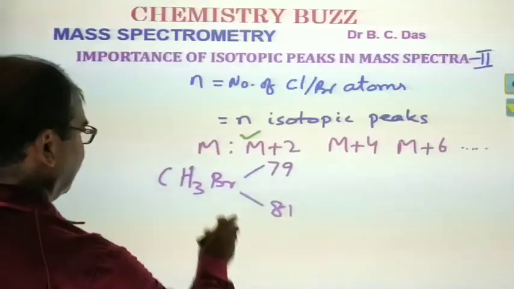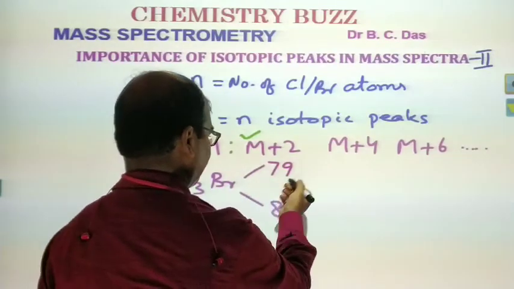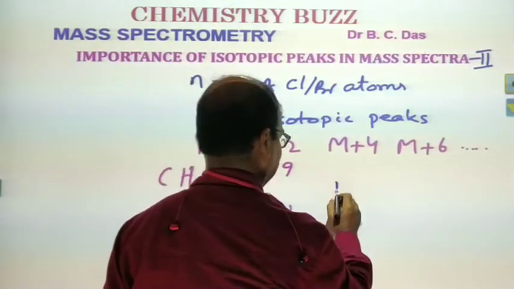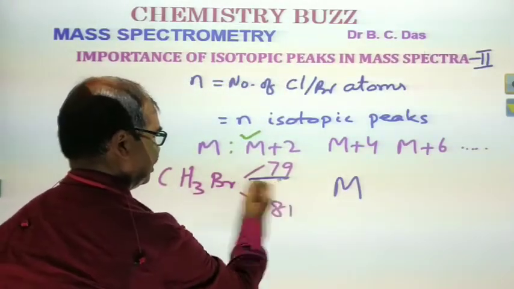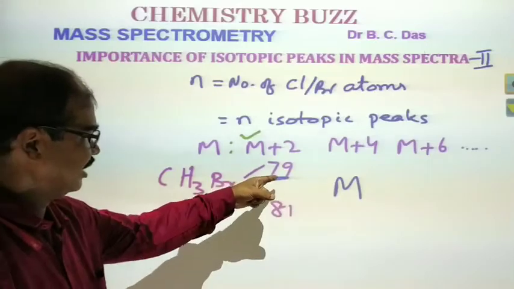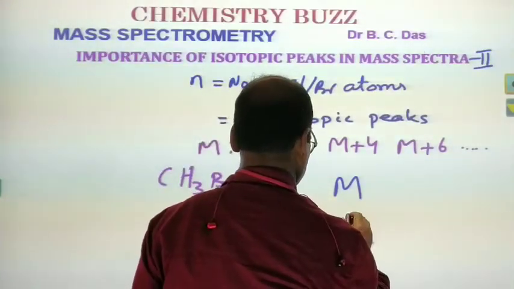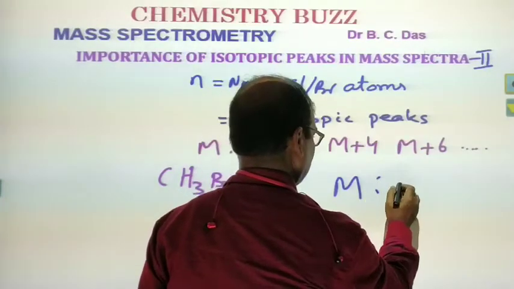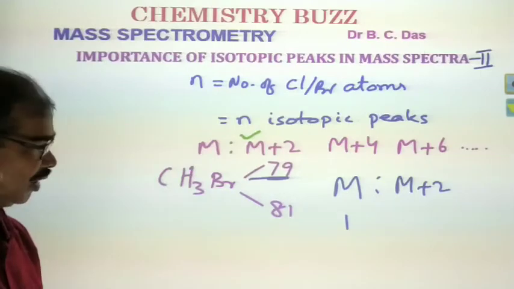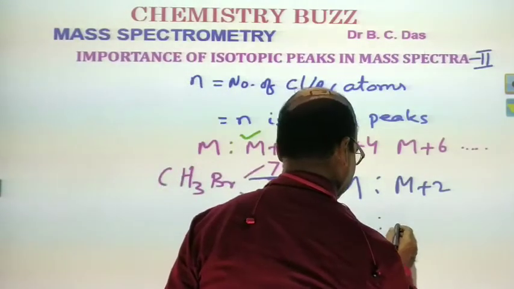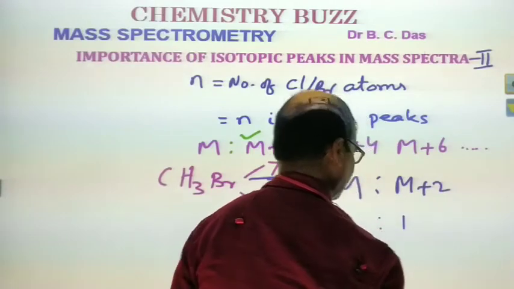So in this bromomethane, we are considering the M peak. For M, only 79Br is present, and its weightage is 1. The M plus 2 peak will be 81Br, and its relative intensity is also 1. So the ratio is 1:1.